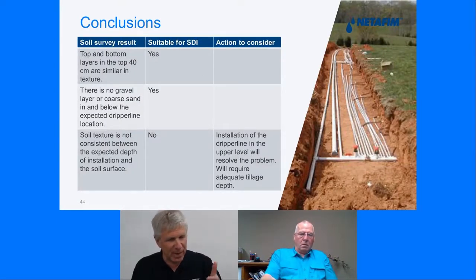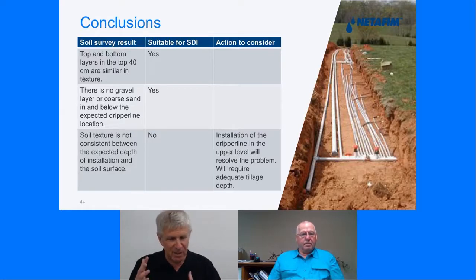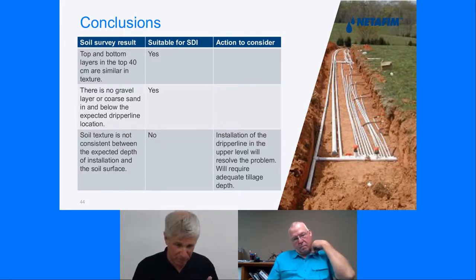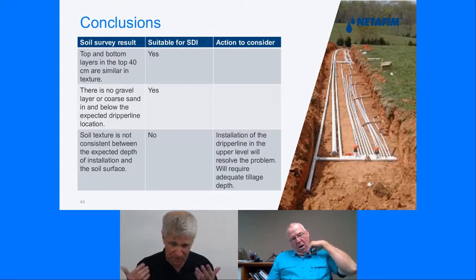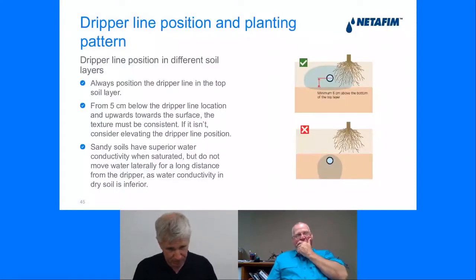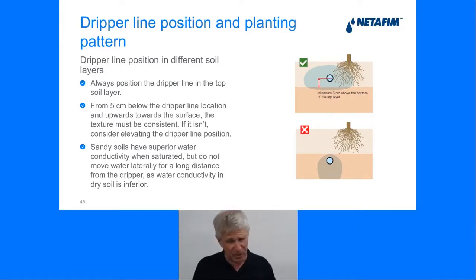So after we got the result of the soil survey, fitting then suitable for SDI, when we got soil texture that is not the same, and because of tillage we need to do it deep, we need to tell the farmer, either you change the tillage option, or this field is not fitting SDI. This is an example. The water is not going to reach the root zone. In this case, you need to put the lateral over here on these soil layers and not on these soil layers.